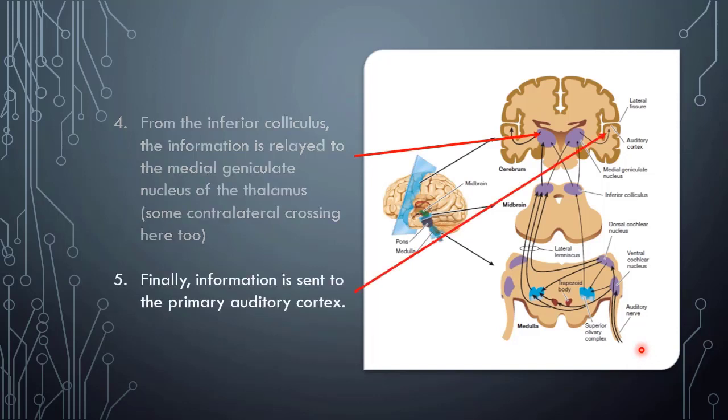And then the last place that this information goes for processing is the primary auditory cortex. And as we just said a minute ago, coming from the cochlea all the way through this pathway and up to the primary auditory cortex, this information is maintained in a manner that preserves this tonotopic map where certain frequencies are represented separately from others.